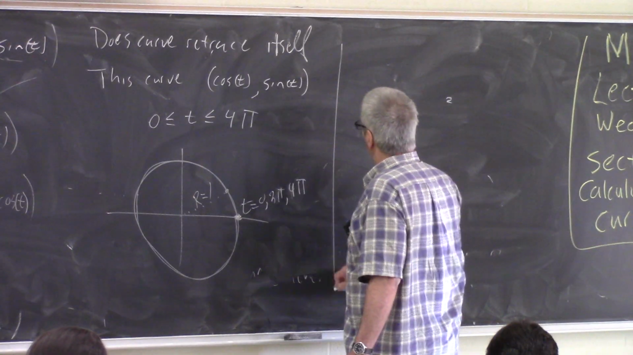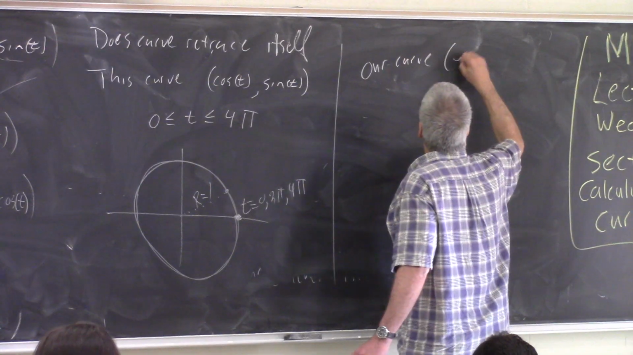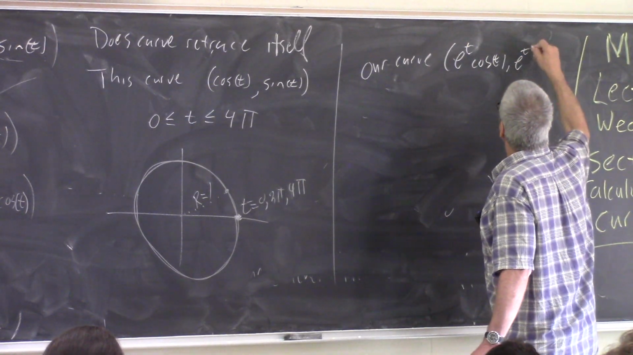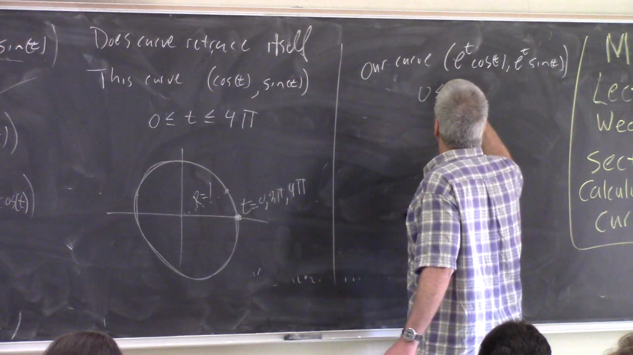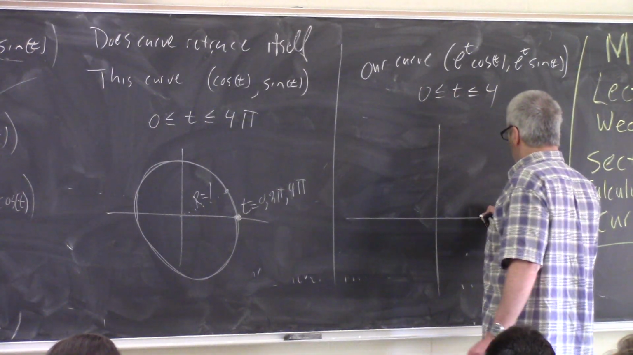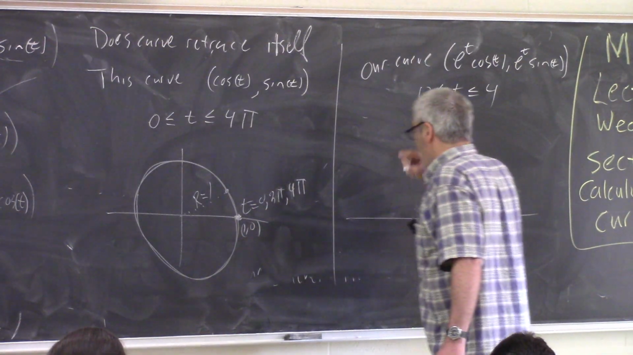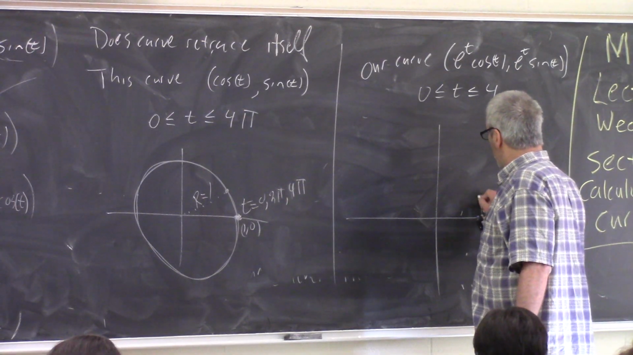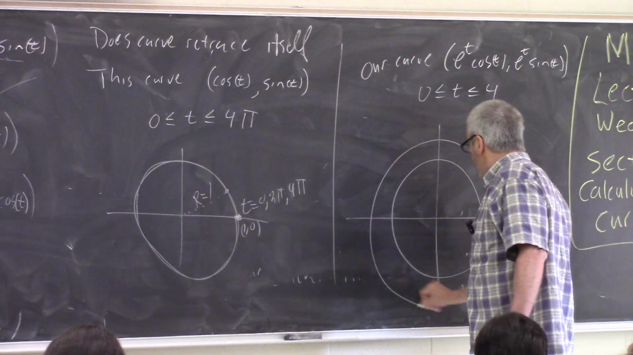Our curve is e to the t cos t, e to the t sine t for t between 0 and 4 pi. Okay, so it's going to start at the same point. This is the point 1 comma 0. And the radius there is a distance 1. But as it goes around, it becomes farther and farther from the center.